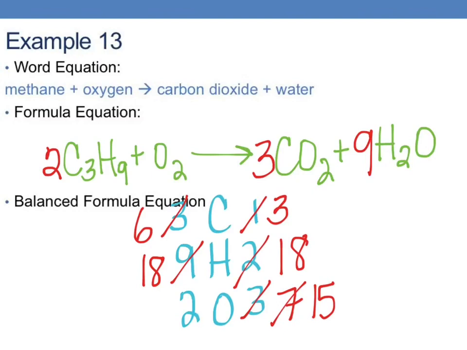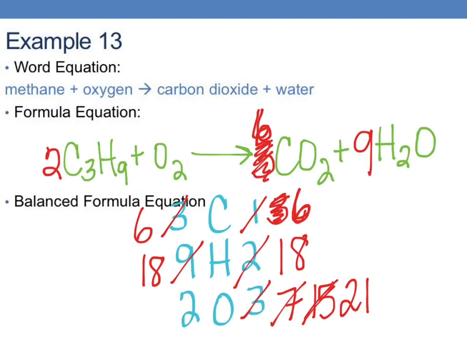Okay. But what happened to my C's? I have 6. So what do I need to put over here? It needs to not be a 3 anymore. It now needs to be a 6. Now how many oxygens do I have? I have 18 and 9. Oh, sorry, 12 and 9. 21. Oh my gosh, this gives me a headache.